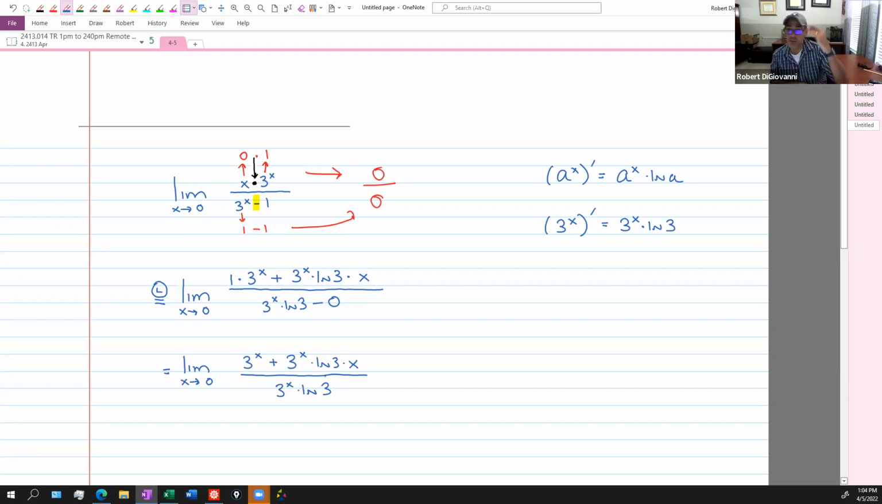Now what I'm going to do is just plug 0 in again and see what happens. So if I plug 0 in, 3 to the 0 is 1, plus, let's see, this is 3 to 0, that's 1, times natural log 3, nothing happens there, and then times 0, right? So when I put those together, all of this goes away because 0 is being multiplied through there. So all I have is 1 plus 0 on top. So the top's now headed to 1, which is good. And then on the bottom, 3 to the 0 is 1 times natural log 3. 1 times natural log of 3 is natural log of 3. And so I get 1 over the natural log of 3. That's it.